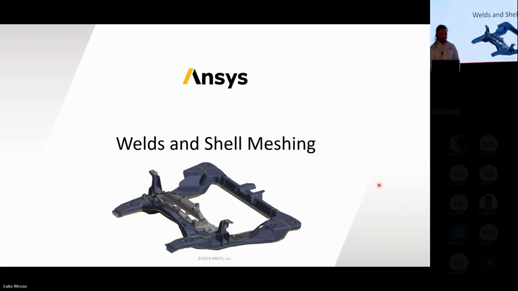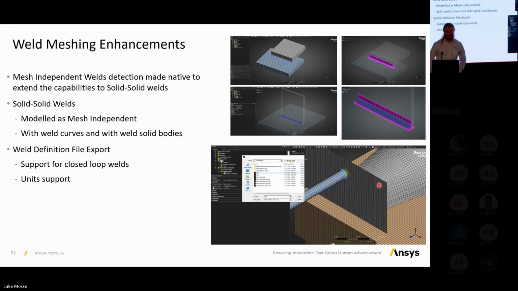Welds and shell elements. So there's more support for solid welds now. So if you're welding solid geometries to each other, we can create solid element welds. So previously, a lot of the development in the weld meshing has been around shell elements. So now we can use these weld meshing tools for solid elements.